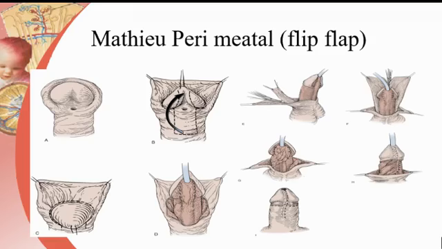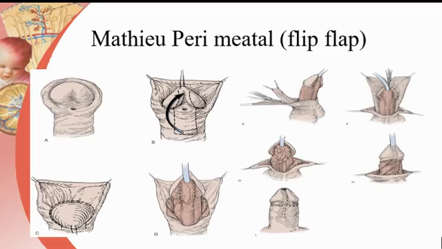Now, the Mathieu perimeatal based flap, also known as flip flap repair, is particularly useful when there is a subcoronal hypospadias with a poor urethral plate. A poor urethral plate means it is not 1 centimeter wide. So you have only a 5 millimeter urethral plate, then you take another 5 millimeter by a flip flap.